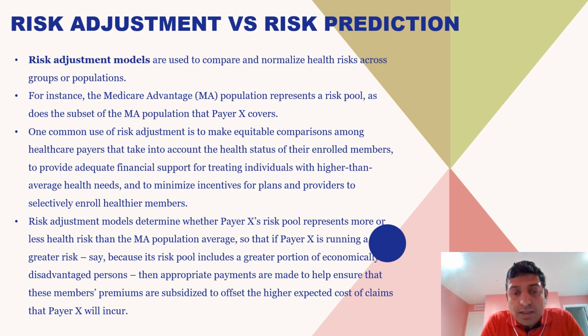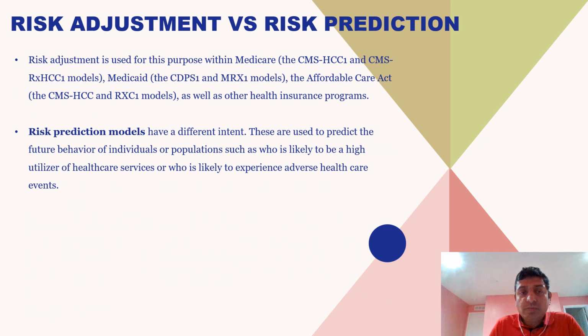Risk adjustment models determine whether Payer X's risk pool represents more or less health risk than the MA population average. If Payer X is running a greater risk, say because its risk pool includes a greater portion of economically disadvantaged persons, then appropriate payments are made to help ensure that member premiums are subsidized to offset the higher expected cost of claims that Payer X will incur.